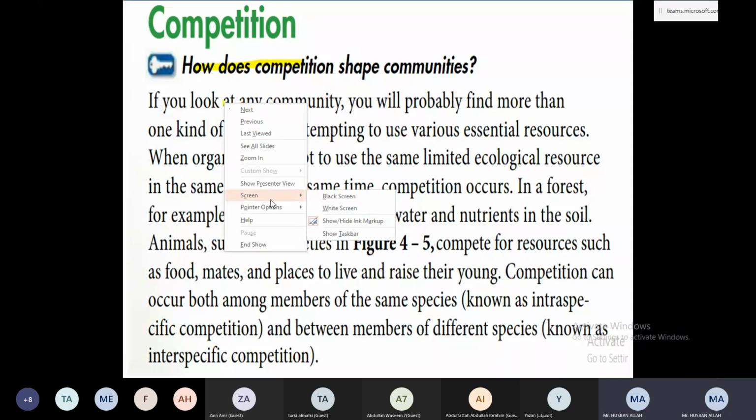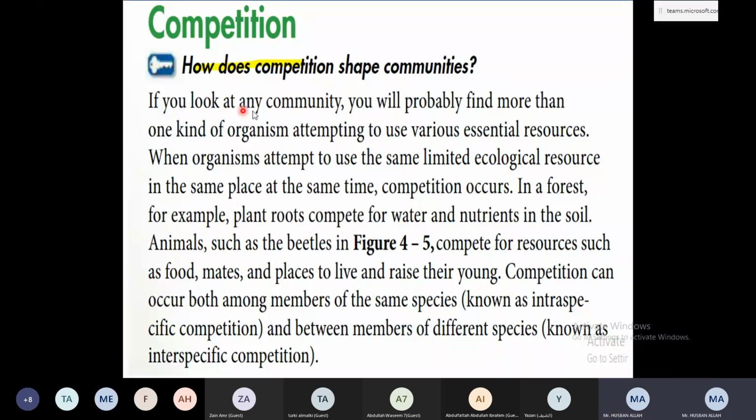If you look at any community, you will probably find more than one kind of organism attempting to use various essential resources. Competition, right? If you look generally at the environment, we have a lot of organisms. Like in the community in which we are living, a lot of organisms are here. Humans are also there. Besides humans, there are a lot of other living things, being plants, animals, microorganisms, all of them. And all of them are using various essential resources, right?